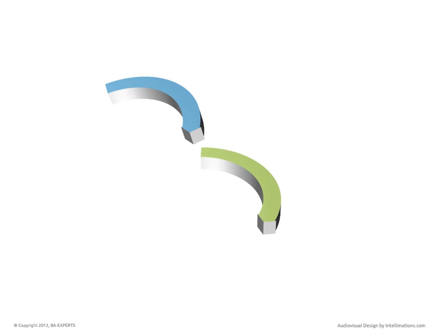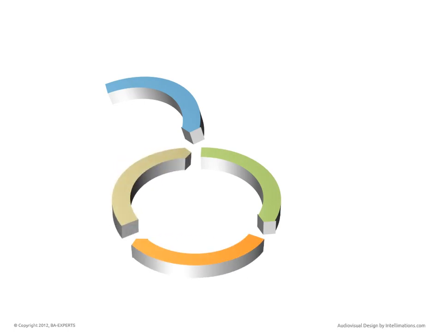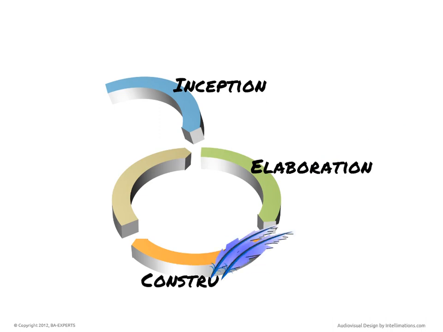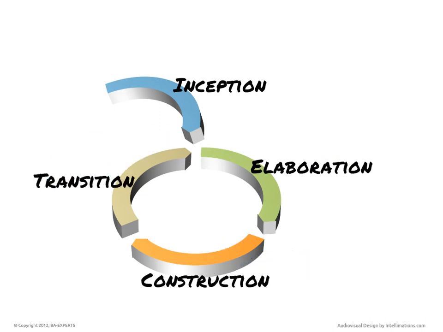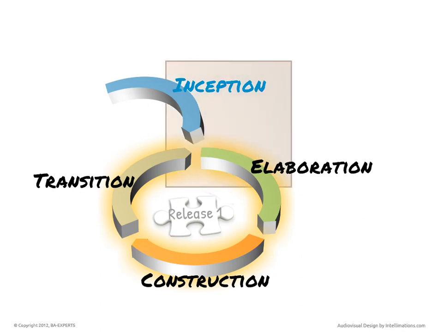Typically, iterative methodologies divide the tasks into 4 phases: inception, elaboration, construction, and transition, or some similar names. The inception phase is the initiation of the project and only occurs once. The remaining 3 phases overlap and are repeated for each release. Most business analysis activities will take place during the inception and elaboration phases.